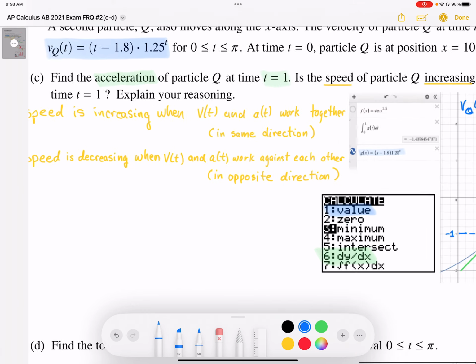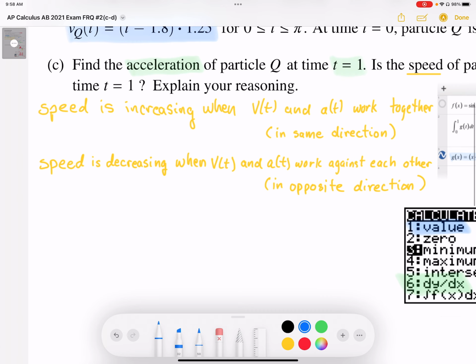So speed is increasing when the velocity and acceleration work together. So if our velocity is to the right and we're accelerating to the right in the same direction, speed will increase. Speed is decreasing when velocity and acceleration work against each other, or in the opposite direction. So when v is to the right and a is to the left, they're working against each other, and so the speed will decrease.